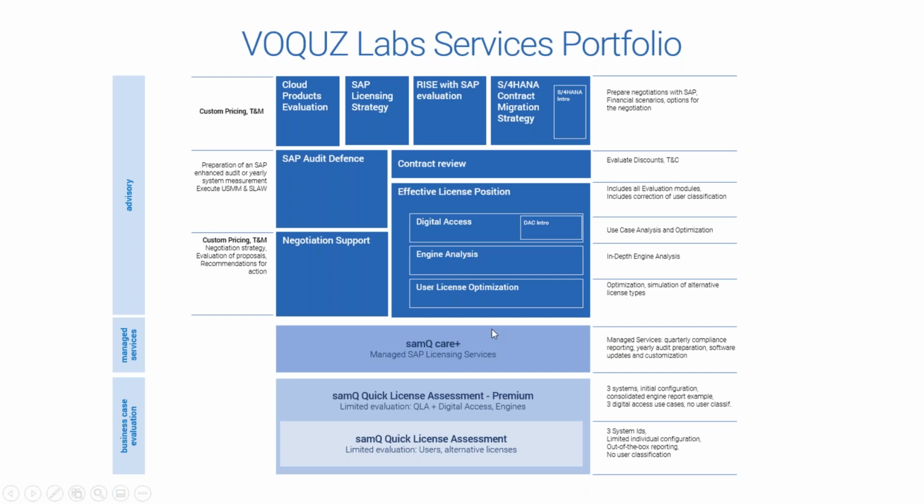And then in terms of advisory, you'll see we have various advisory services in here, from creating an effective license position in ERP, and the items in that ERP include your digital access and introduction to that, the engine analysis, your user license optimization. We have a contract review if you just want to have a look at your contracts and understand the value, the discounts, the terms and conditions. We can do audit defense. If you had a very unpleasant audit experience, we can help you sort that out. We can also help you negotiate with SAP, either in the foreground or in the background.